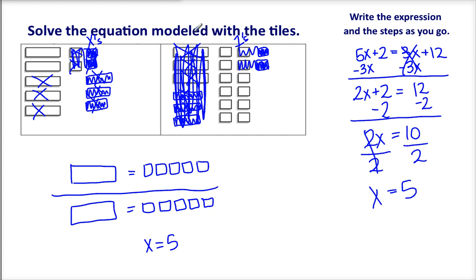So this is what it looks like being modeled with tiles, and hopefully that gives you a visual in your mind as we're going to be moving on and doing it without the tiles. But I think it's a good thing to work with the tiles to begin with. So now you can go ahead and move on to the next lesson video, and we will see how to do it without the tiles.